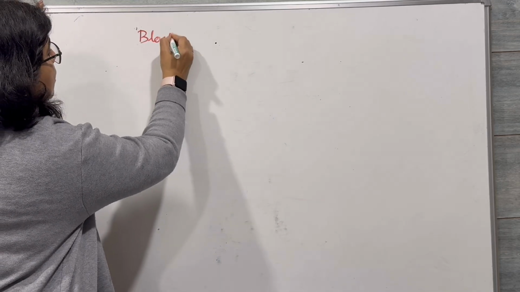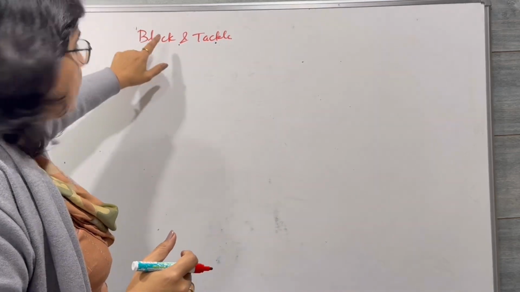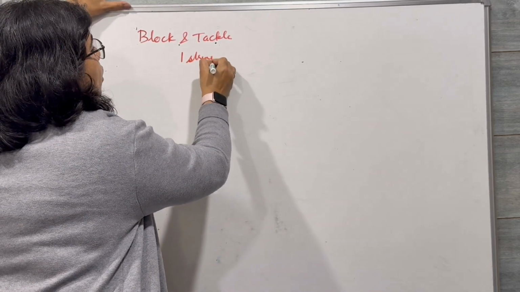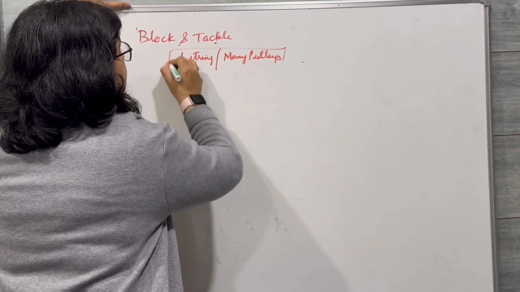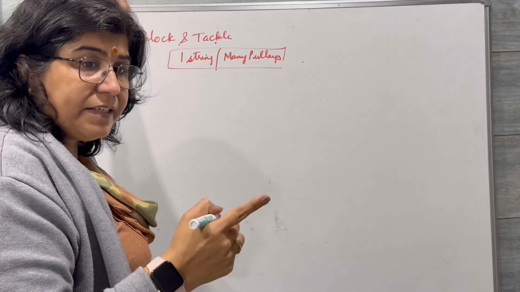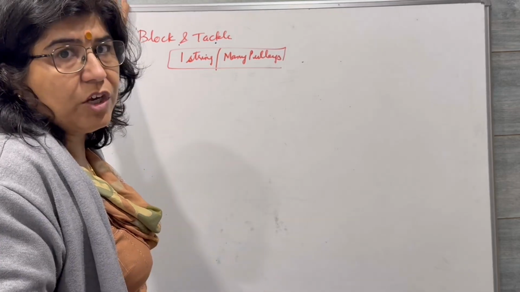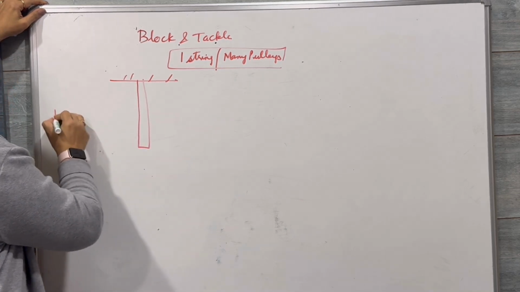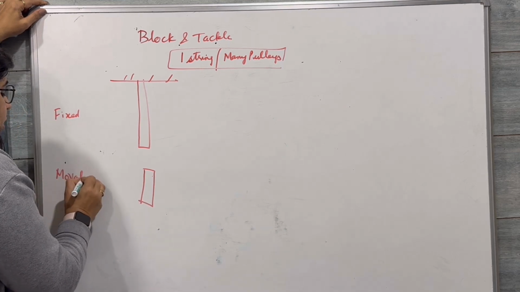The next we have is the block and tackle. Here you have a block of pulleys and you have tackle, meaning a string. So it's one string that you call tackle and many pulleys. When you had many movable and one fixed, there you had many strings also. This is different. This has only one string. Pulley numbers will change. So there are two types. One block you call the fixed block and the other block you call the movable block.